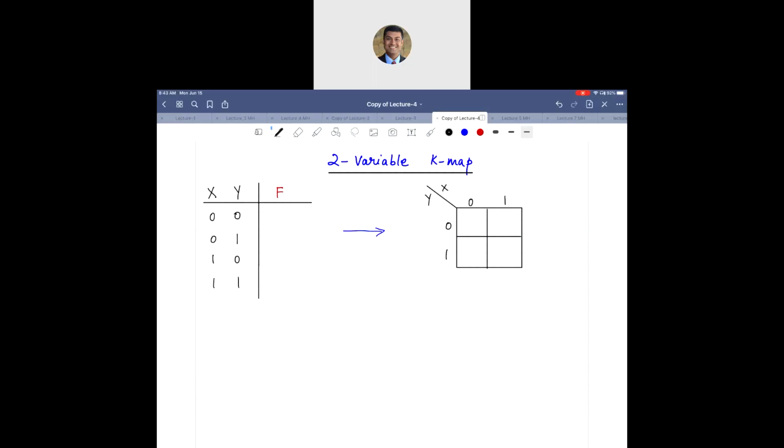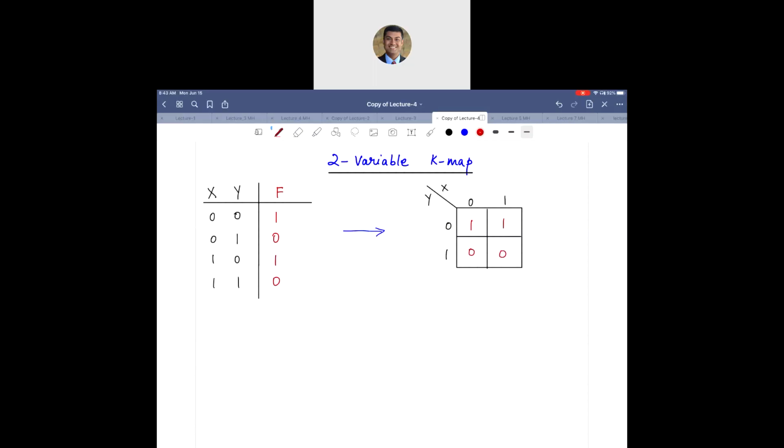So let's see, I will put some arbitrary 1010 here. So I don't have don't cares, I simply have ones and zeros. If I fill it up, how does it fill it up? It goes 1010.